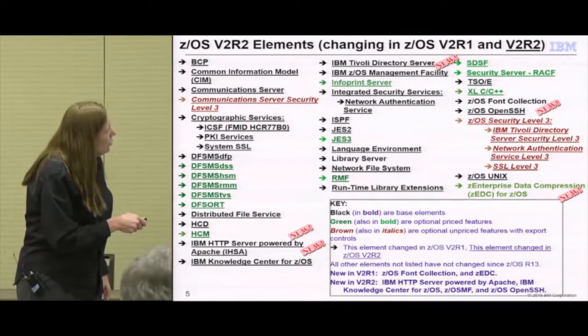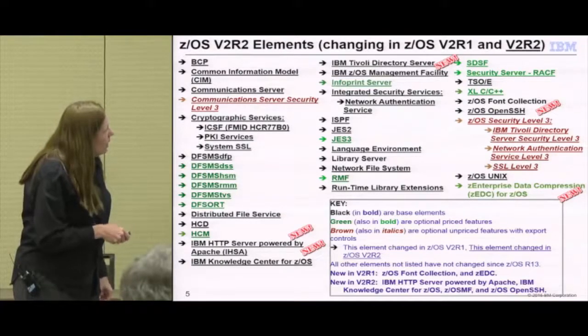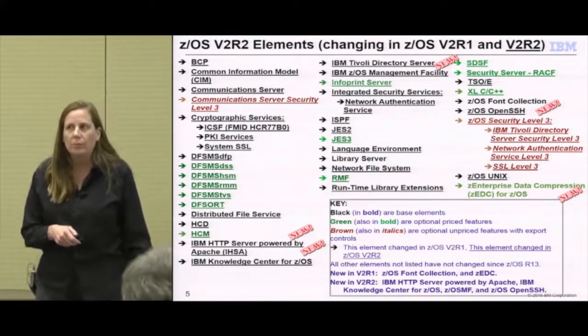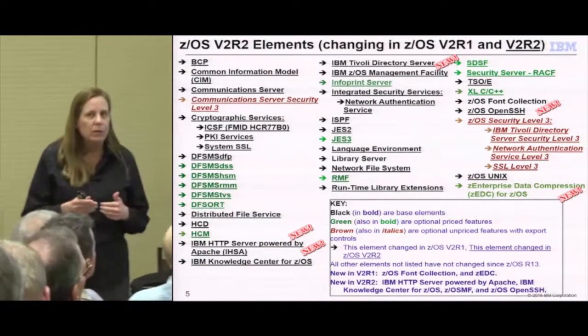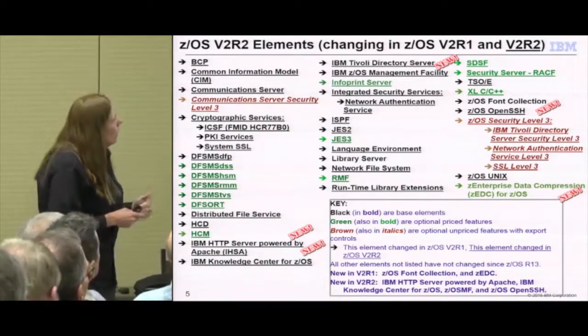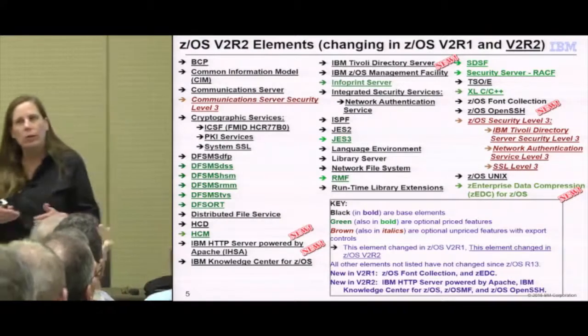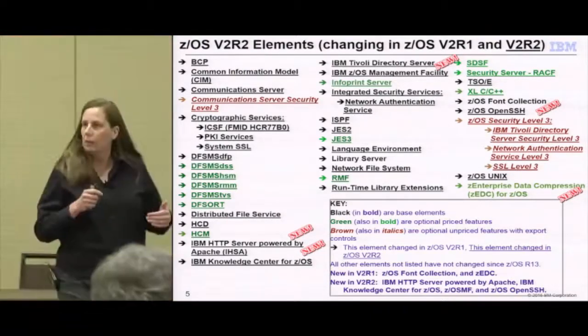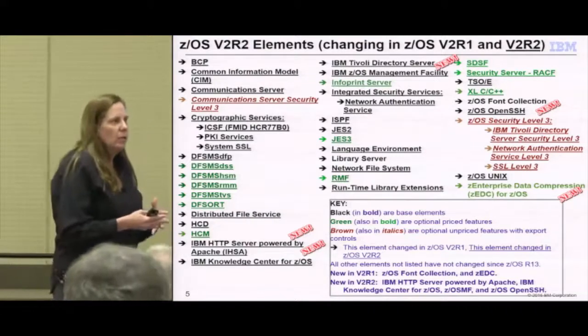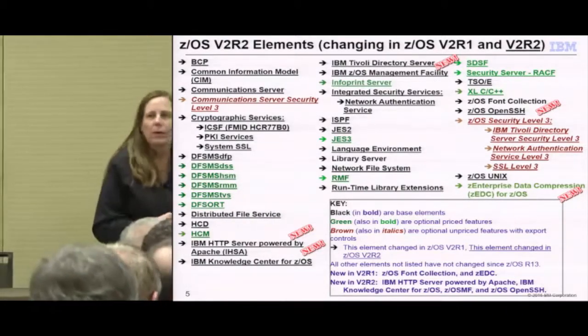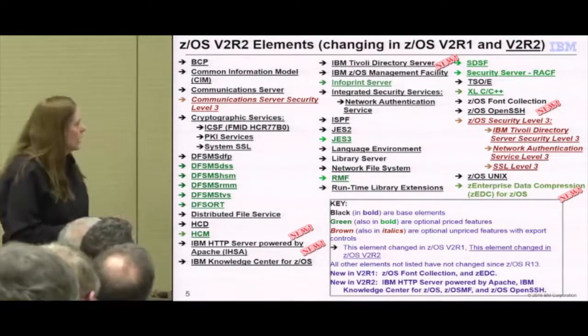Also, you'll see some new symbols that we have here. We have 5 new elements. If you're coming from z/OS release 13 up to 2.2, you'll see 5 new base elements, and if you're coming from z/OS 2.1 to 2.2, you'll see 3 new elements coming in. Everybody should know exactly what they are because John talked about them, but I'll talk about them from an installation point of view in just a second.